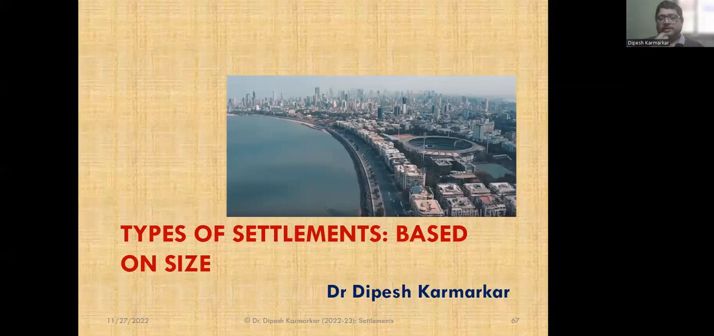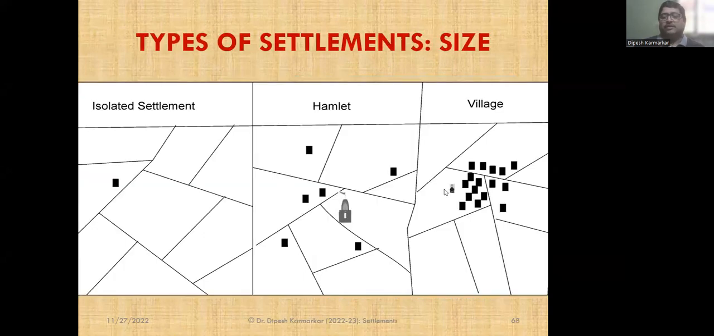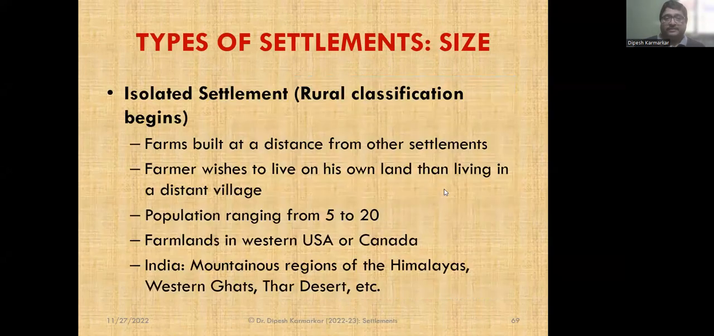In this video lecture, we'll be talking about types of settlements based on size. In earlier sessions, we had talked about types of settlements based on culture and based on the stages of growth and decay. In this session, we'll be talking about how settlements are classified on the basis of size.